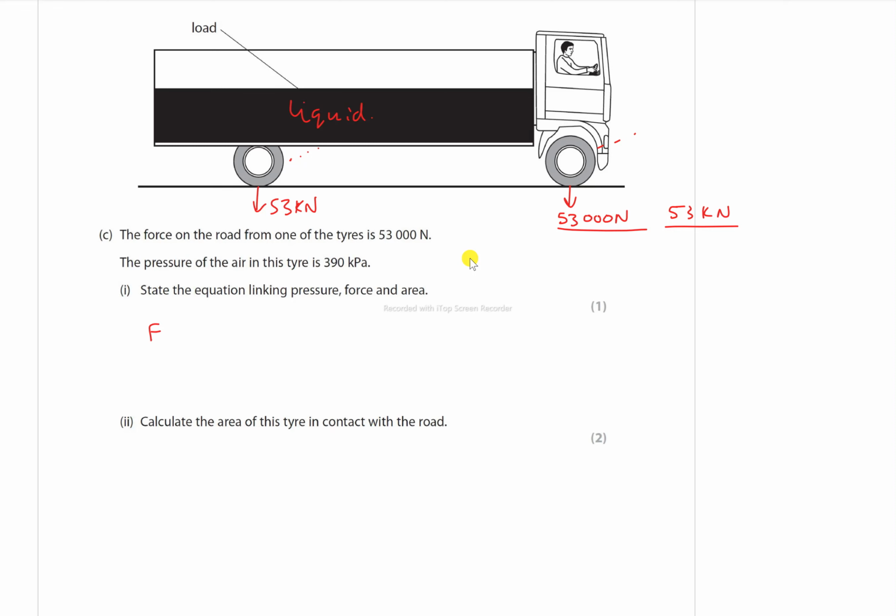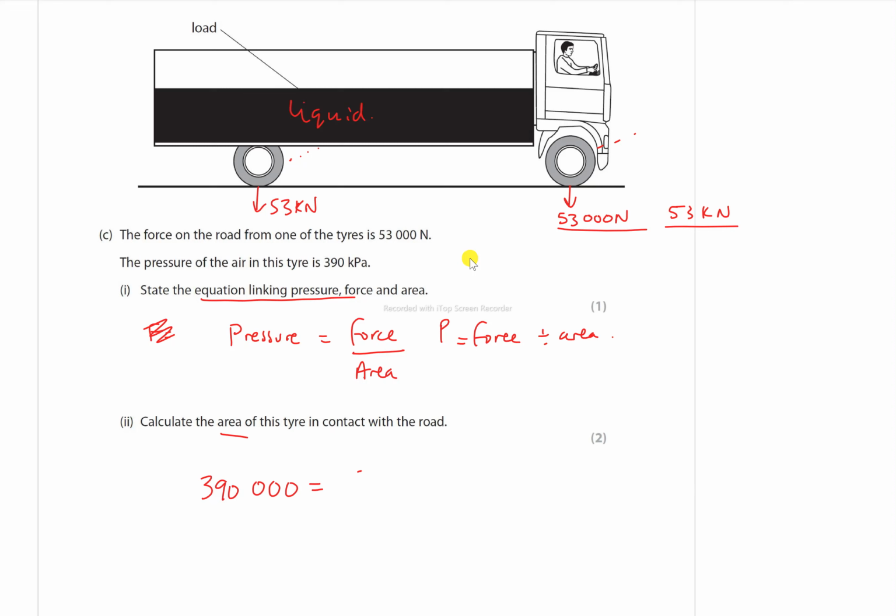So we know there's a force. Okay, so state the equation linking pressure, force, and area. So what do we say? Pressure equals force divided by area. They've written it like this: force divided by area. Okay, same thing. So calculate the area this tire is in contact with the road. So we know the pressure is 390 kilopascals.